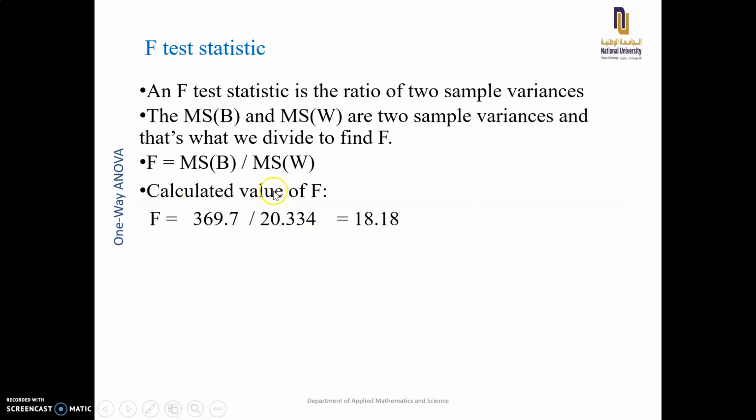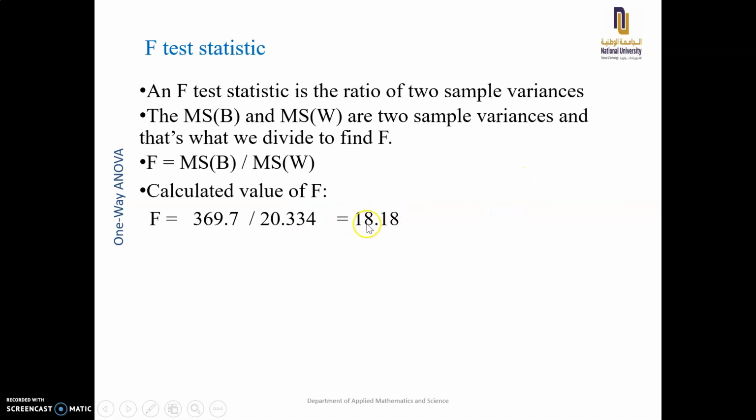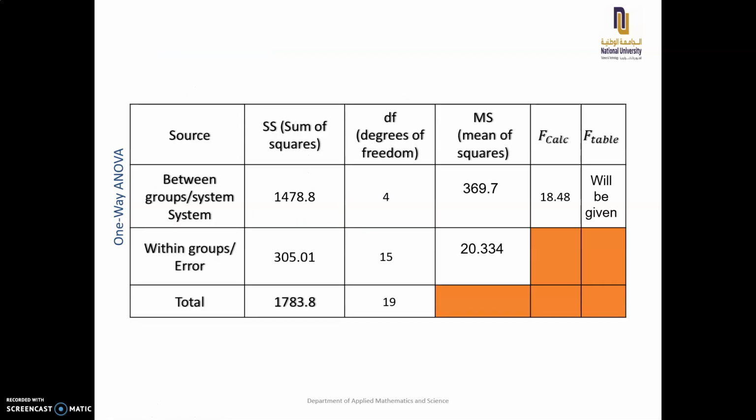So the calculated value of F is 369.7, which was MS between, divided by 20.334, which was MS within. So you get 18.18. This is the calculated value. What we know in hypothesis testing, we have to compare the calculated value with the table value. So how do we get the table value?